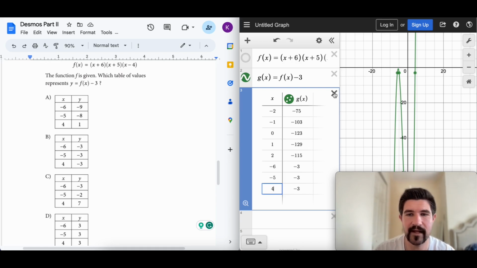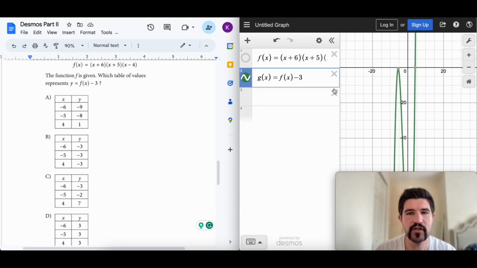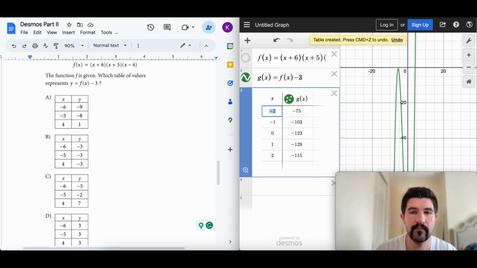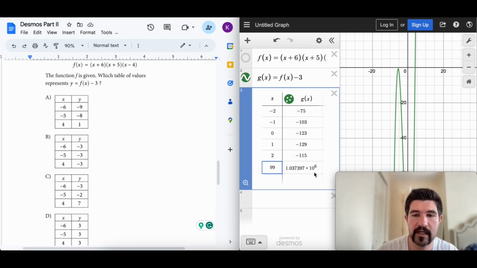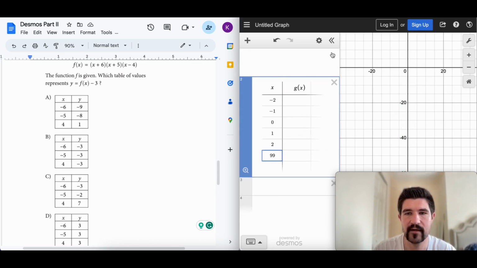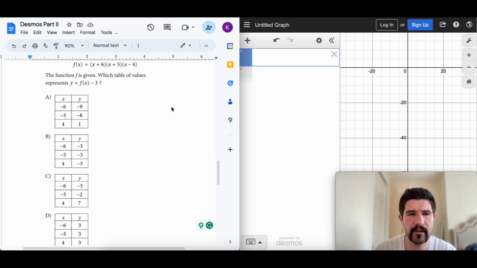So once again, if I get rid of this table, any function I have in Desmos, if I click this little gear and click the table, it'll give me a table associated with that function. And then from there, if I want specific x values, maybe from the answers that I'm looking at, I could type them in. If I wanted an x value of 99, there's my g of x value, my function value. It's a huge number, but they give it to me, which is really cool. Okay, clear this out. I think there might be one more question we've got.